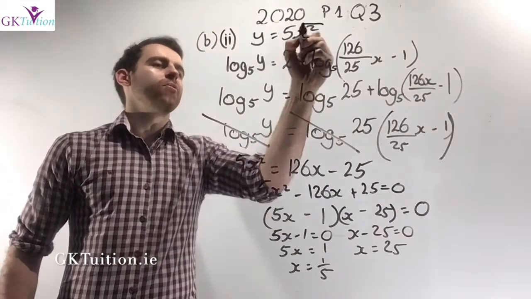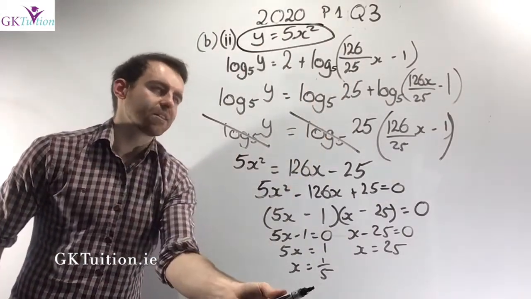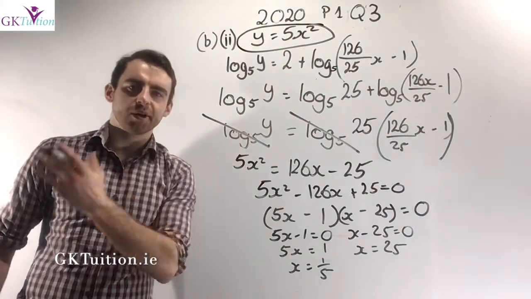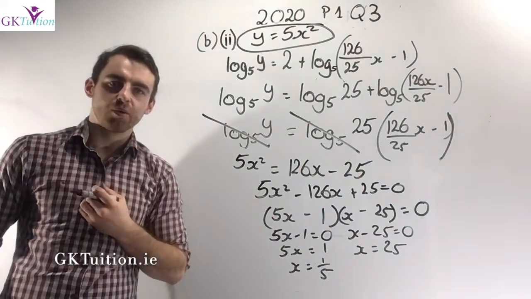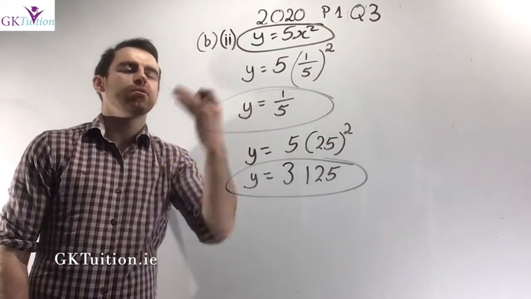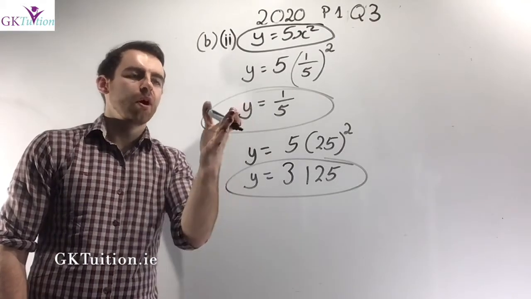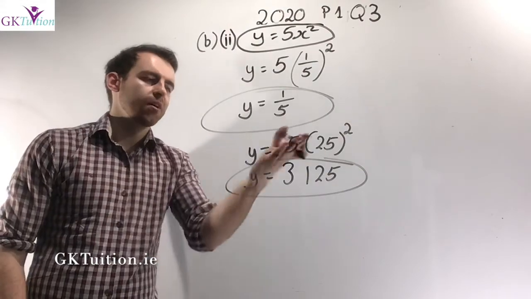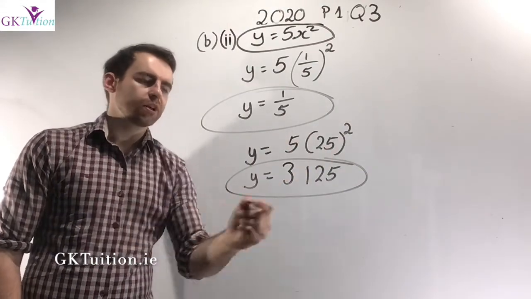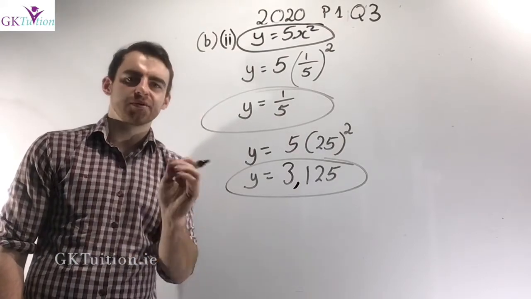So I am going to revert back to what I had at the start of part B. Instead of x, I'm going to sub in 1/5 and get the corresponding y value. And then instead of x, I'm going to sub in 25 and get the corresponding y value. So I know that y is equal to 5x squared. In this scenario where x is 1/5, then y also, by coincidence, works out as 1/5 as well. In this scenario where x is 25, y works out as 3,125. So there are your two answers for B part 2 here.